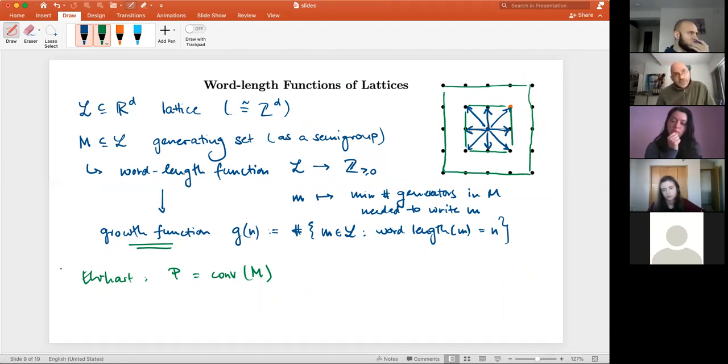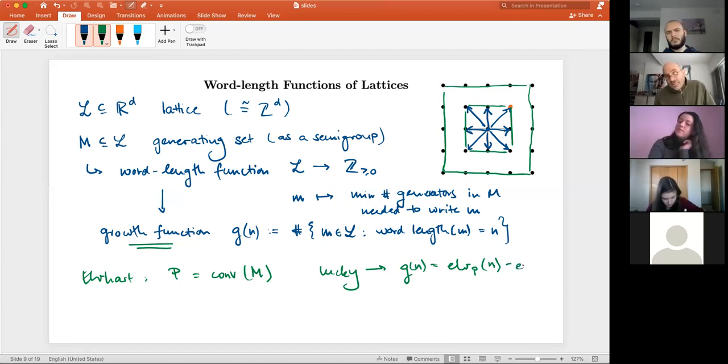Ehrhart now says, if we're lucky, then this growth function is precisely the integer points on n times P, take away the integer points on n minus 1 times P. So this makes sense. Here's P, and here's 2P. The points counted by G of 2 are on this outer boundary.